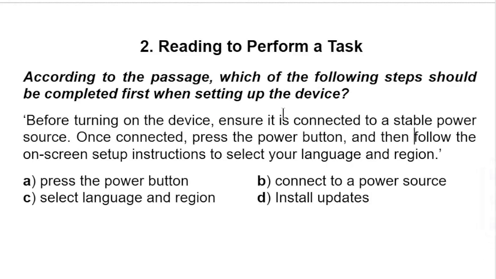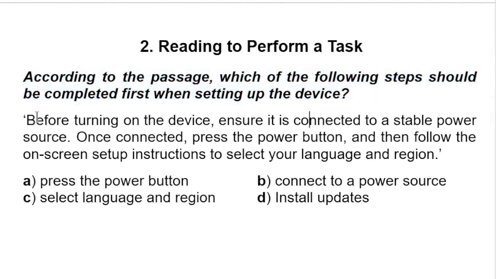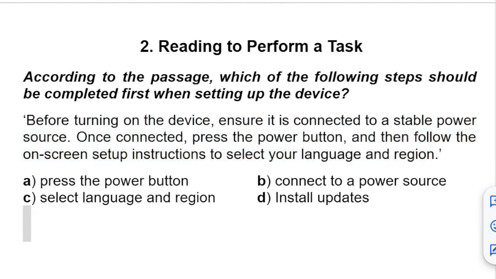Question type 2. According to the passage, which of the following steps should be completed first when setting up a device? Before turning on the device, ensure it is connected to a stable power source. Once connected, press the power button and then follow the on-screen setup instructions to select your language and region. The answer is B. Connect to a power source.